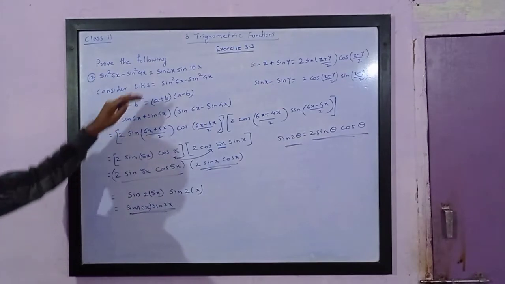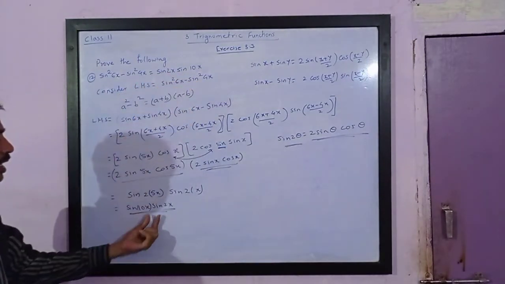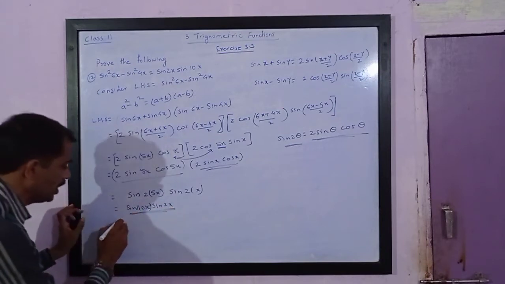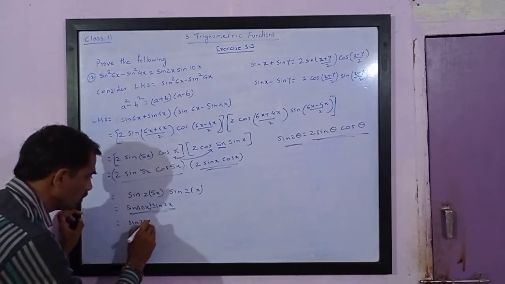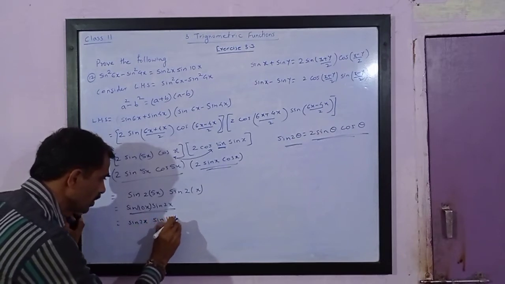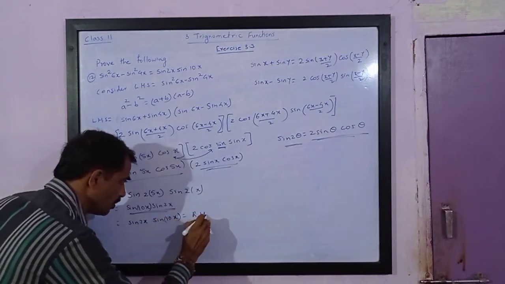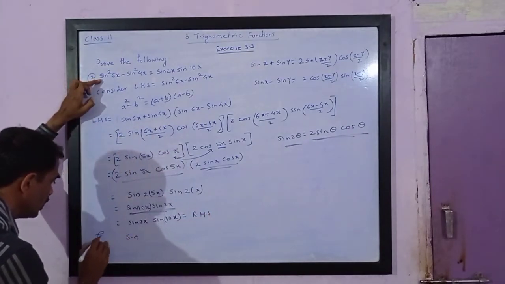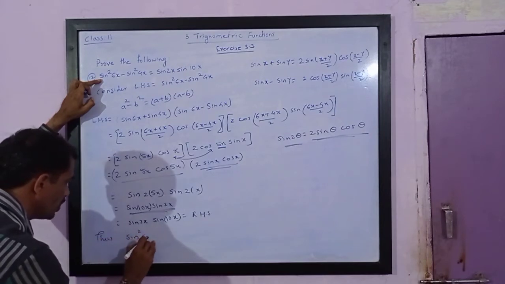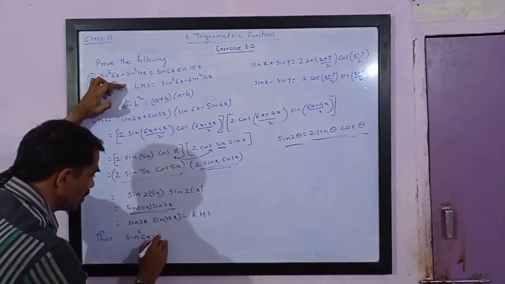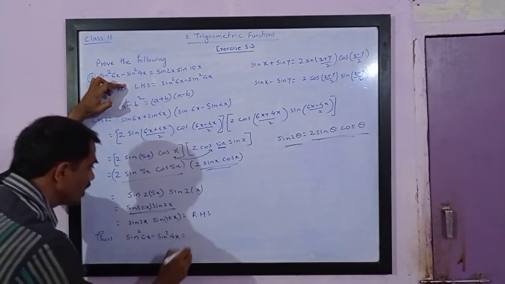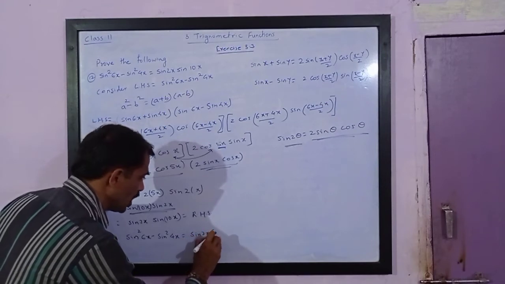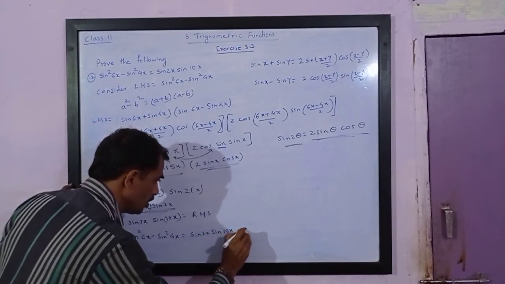Please note, we were asked to prove the same. Sine 2x into sine 10x, that is first term into second term, is equal to second term into first term. So this can be written as sine of 2x into sine of 10x. That is equal to RHS. Thus we can say that sine square of 6x minus sine square of 4x is equal to sine 2x into sine of 10x. Proved.